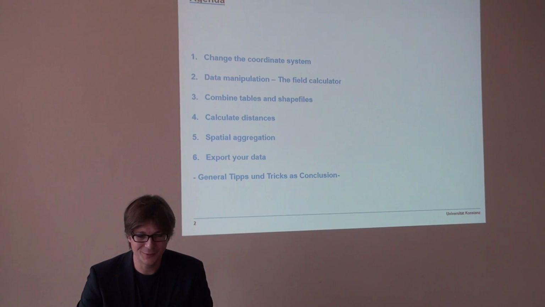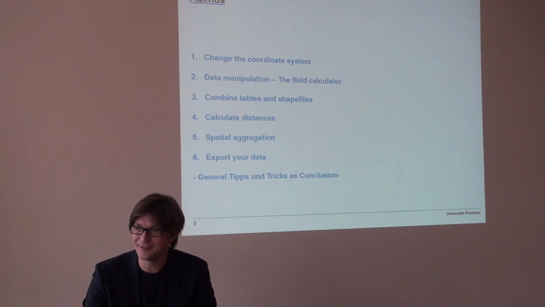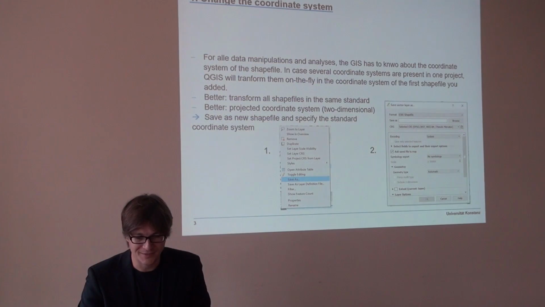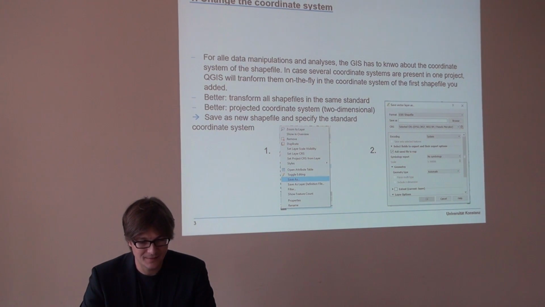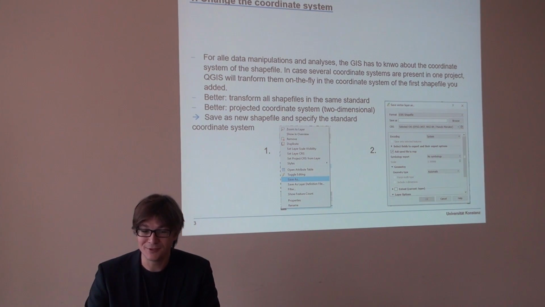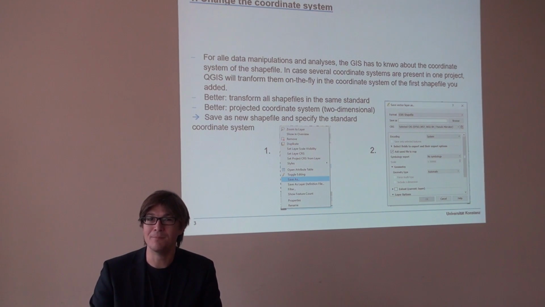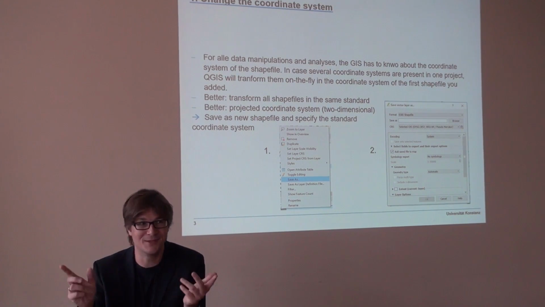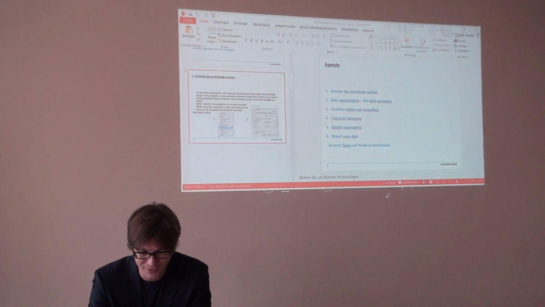Okay, first thing I talked about a lot of the time was that you need the same coordinate system in all of your shapefiles. This is probably not so relevant at the moment because you get all your data from the internet, but sometimes you get data from other sources. And this is pretty easy, because you change the coordinate system by saving it as a new shapefile, and then you can specify the coordinate system. So I can show it to you.